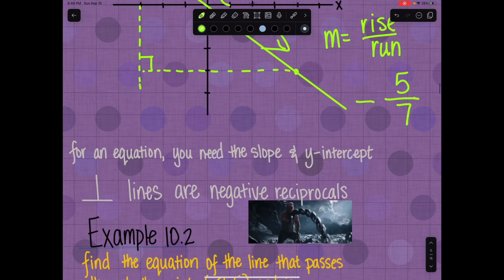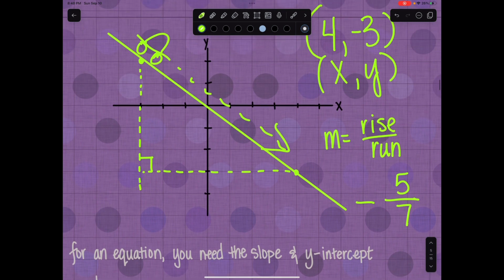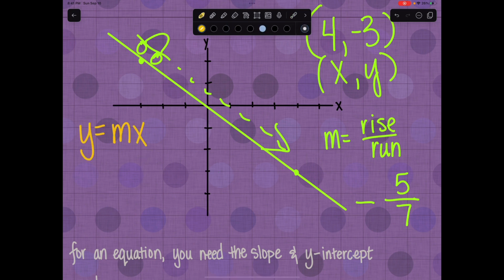Okay, what's the next step? The next step is I need the y-intercept. I need where it crosses the y-axis. If you kind of look at this, you can estimate, but that's not going to make it perfect. So the proper way to do it is to write the equation with what we know so far. So I want it to look like this: y equals mx plus b.